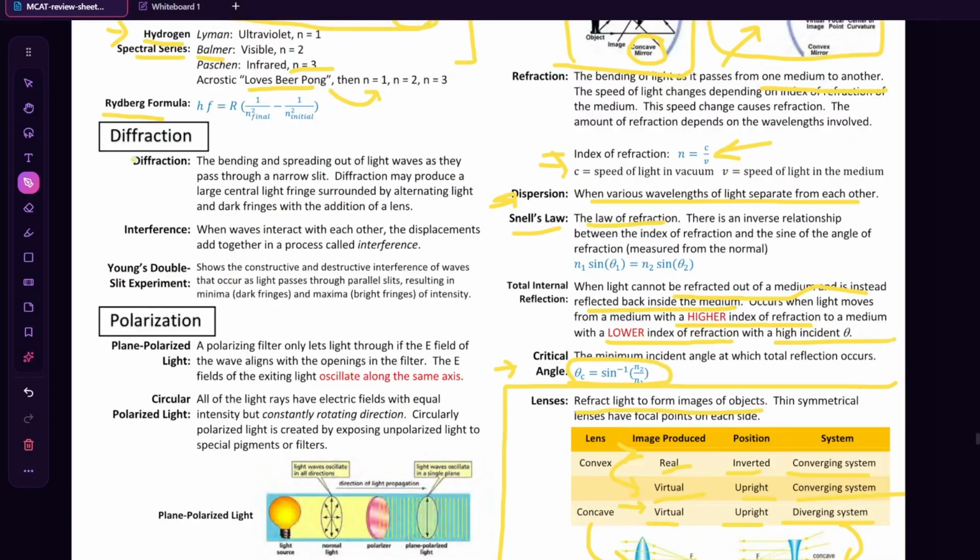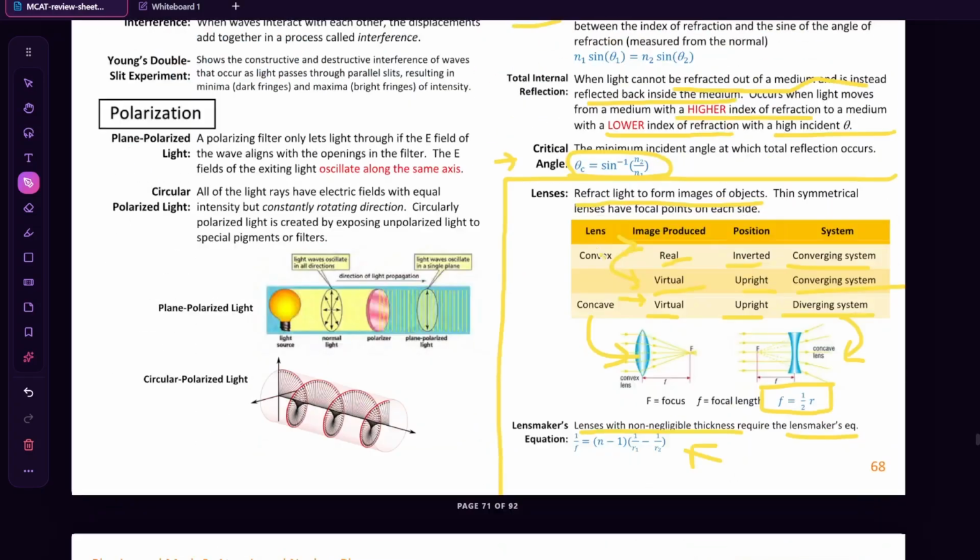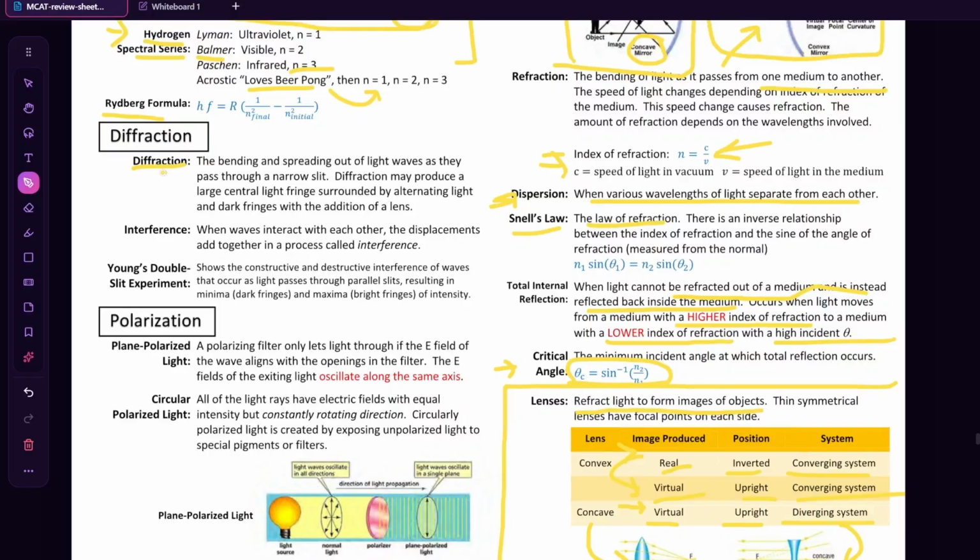Okay, so then we can go into diffraction, which is kind of like the opposite. So this is where light starts behaving like a wave in a pond, rather than a straight line ray, right? So all of these rays are moving in straight lines. Diffraction is different.